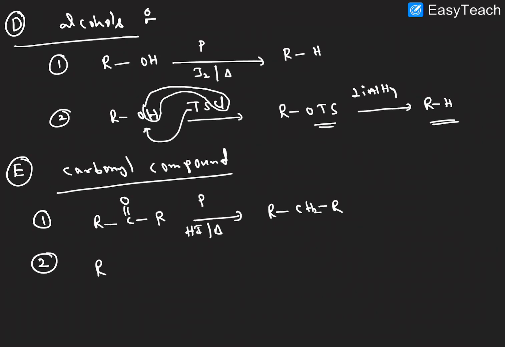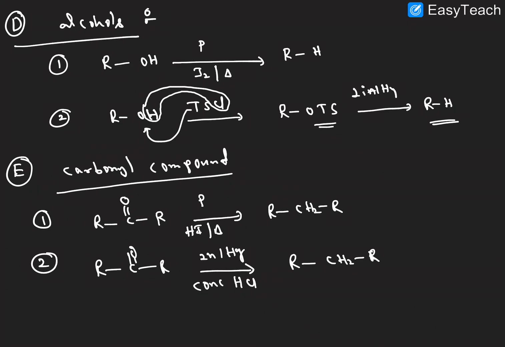So here I am writing this, and now here zinc amalgam, this is called zinc amalgam, in the presence of concentrated HCl. In the presence of concentrated HCl, C double bond O is converted into CH2. This is the Clemmensen reduction, right?